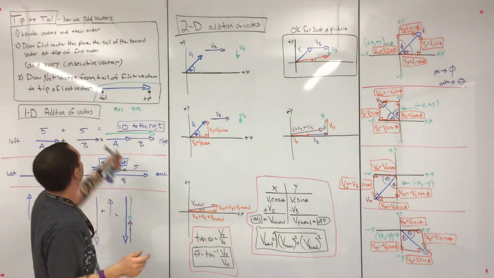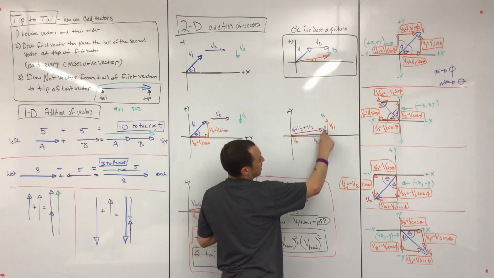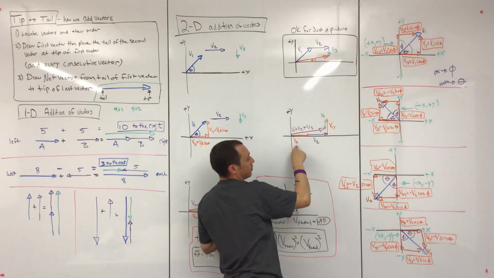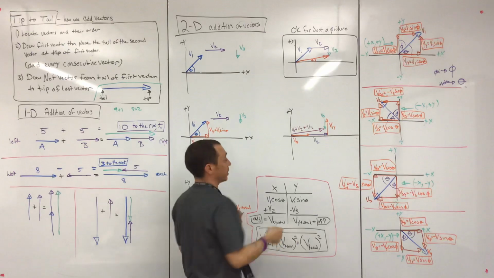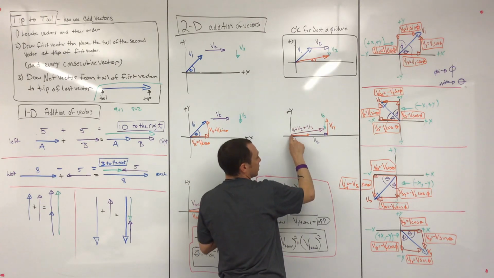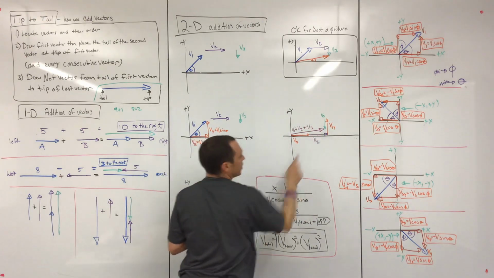Then I can draw my net vector. I'm on step 3, from the tail of my first vector to the tip of my last. v3 in the y is my last vector. v1x is my first vector that I drew, in my order of vectors. So I want to draw the vector from the tail of v1x to the tip of v3.